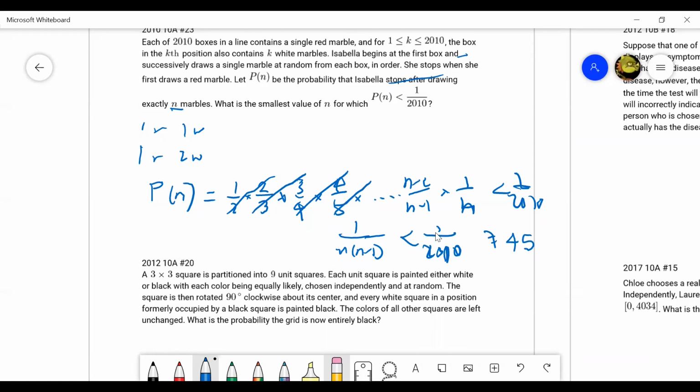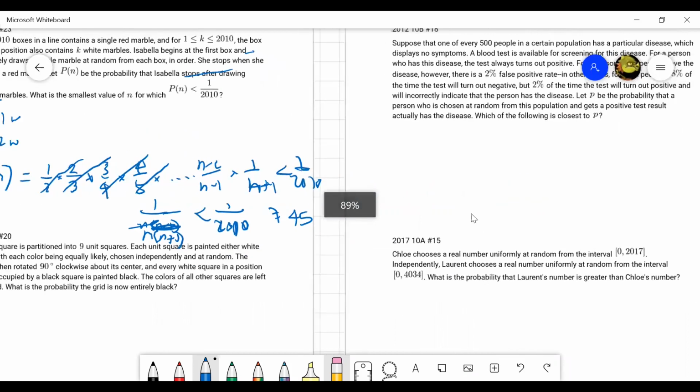Actually, it might not be 45. I think it's 46. Wait, no, it is 45. Yeah, I wrote something a little bit differently here. The last term should actually be 1 over n plus 1 because the nth box has n plus 1 total marbles. So this is actually n times n plus 1. Yeah, you guys see how to really be careful with these related problems. But either way, the answer is 45.